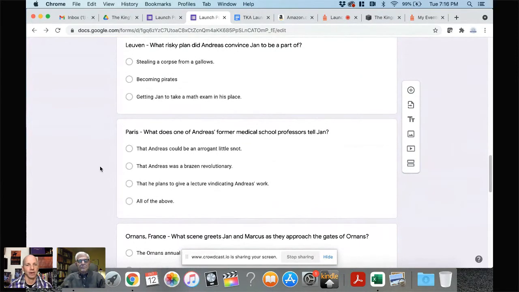Now moving on to Paris. What does one of Andreas's former medical school professors tell Jan? That Andreas could be an arrogant little snot? That Andreas was a brazen revolutionary? That he plans to give a lecture vindicating Andreas's work? Or all of the above?